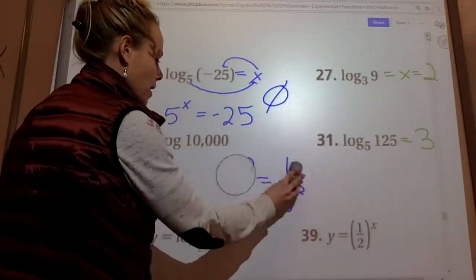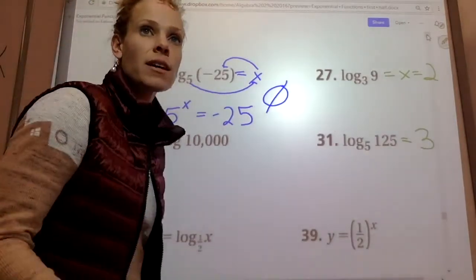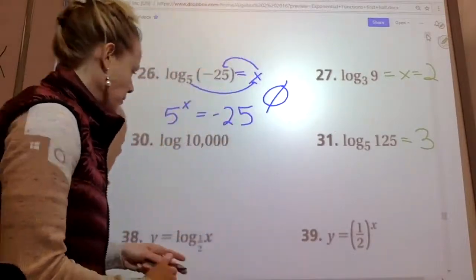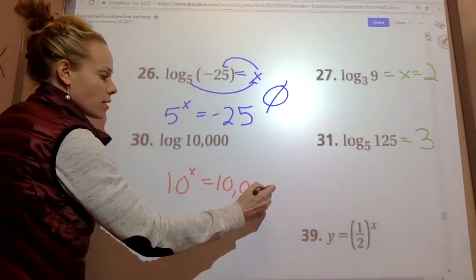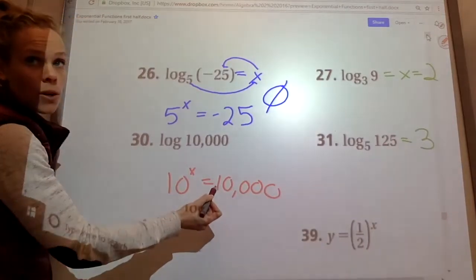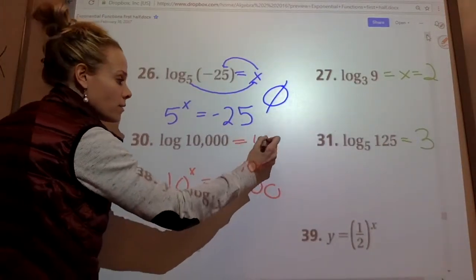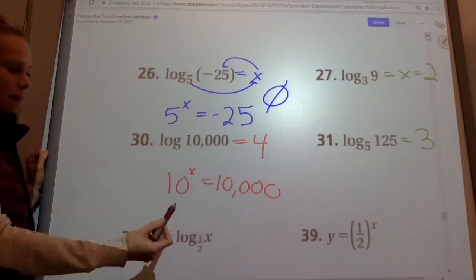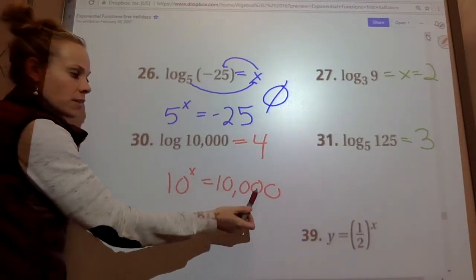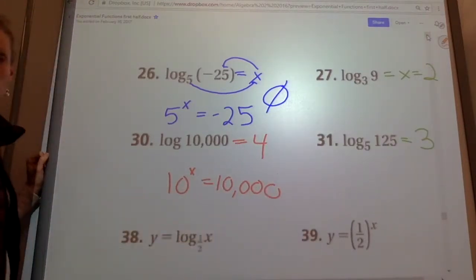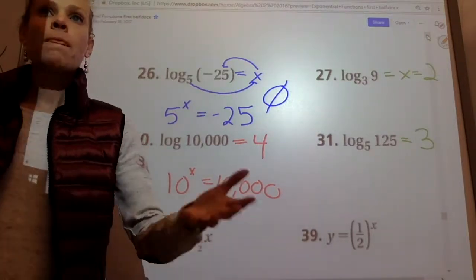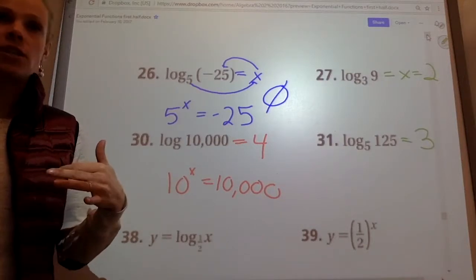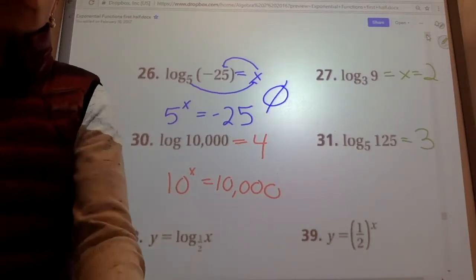10. 10 to what power is 10,000? You have to think scientific notation. 10 to what power is 10,000? I have 4 zeros, so 10 to the 4th power. Remember that? 10 to whatever power, how many zeros you have? 10 to the 4th power is 10,000. Right? If some of these you don't know, use your calculator, do a little bit of guess and check. It'll help you out. Okay.